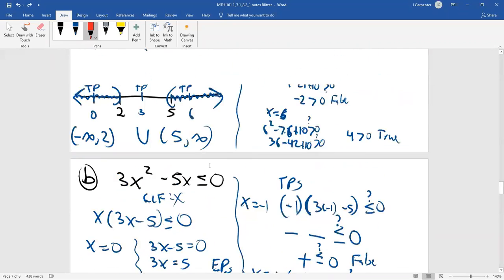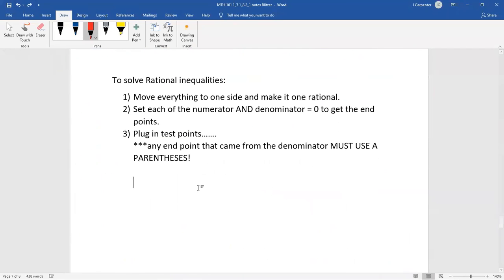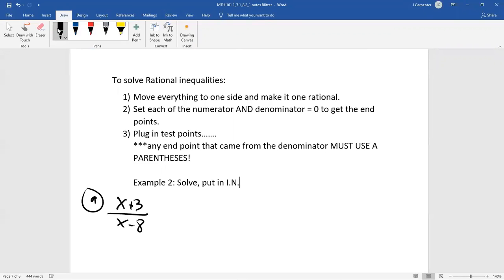All right, what are we up to? Example 2? Yes, example 2. Solve, put in interval notation. We will still make the graph just like before, but I'm only asking for the interval notation. So we're going to go with (x + 3)/(x - 8) is less than or equal to 0.